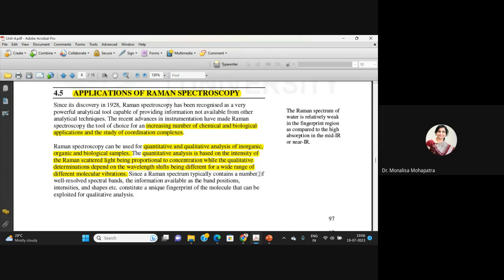While this Raman spectroscopy, for the qualitative determination, depends on the wavelength shift that is different for a wide range of different molecular vibrations. Suppose you are synthesizing a molecule from a parent molecule, then you get your Raman peak at a particular position. Then, when you synthesize another thing and take its peak, you find a shift in that.